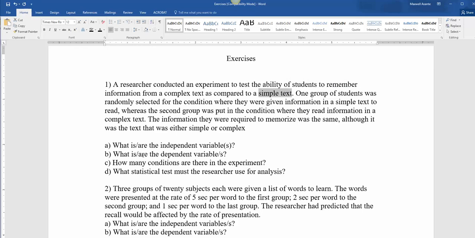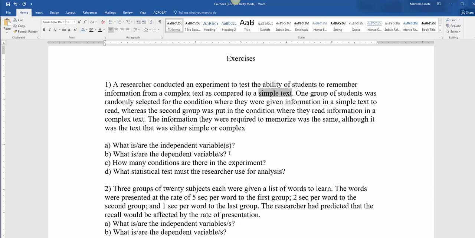What is or are the dependent variable or variables? The dependent variable, that is what the researcher is interested in collecting as the data, is the amount of information memorized or the amount of information recalled by these individuals who were exposed to the text. So the answer to A is one independent variable. The answer to B is the amount of information memorized.